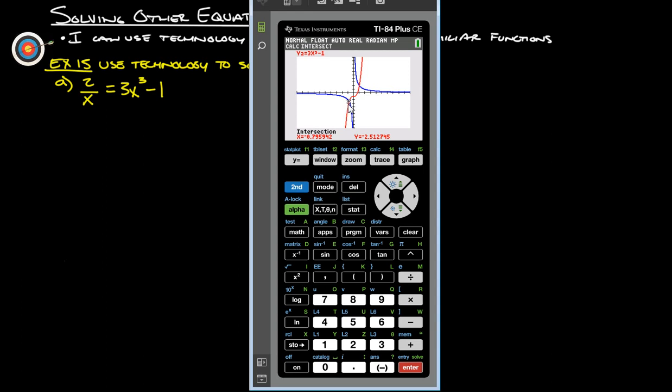If we're looking for the solutions, remember that's always the x value. We don't even really care about the y value. We really are just concerned about the x value.